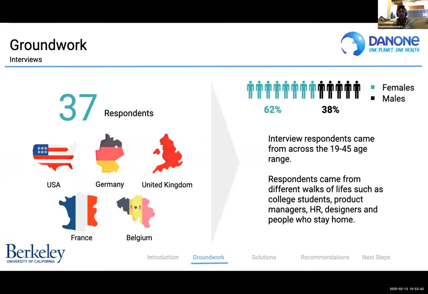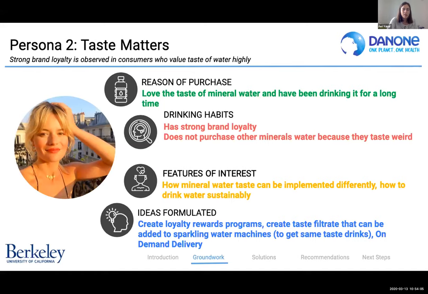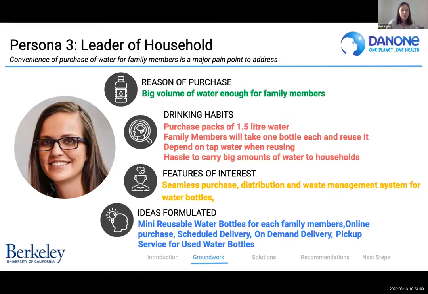We had 37 interviews with people from 5 different countries, mostly focused on Europe and also capturing the US. Can we change the slide? And these were our findings. So we had 3 personas, the first one being focused on affordability. The second one puts taste first. And the last persona is an example of the leader of a household.